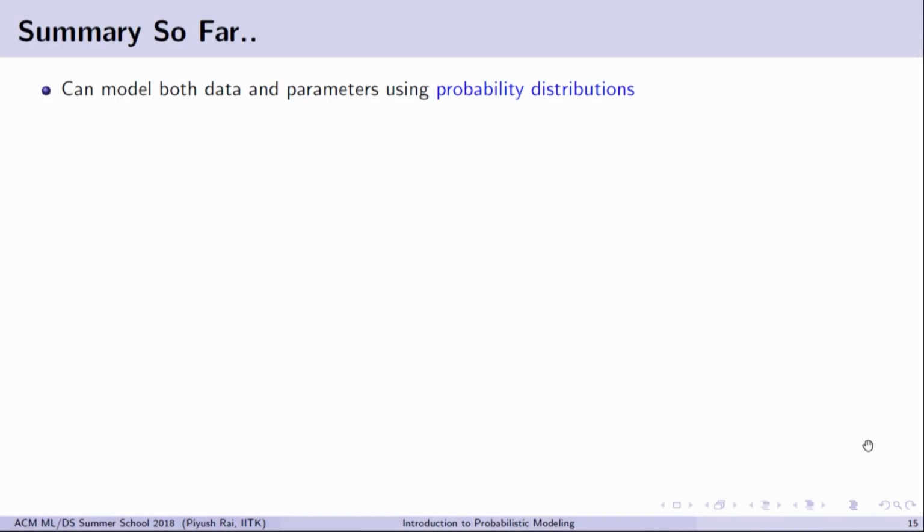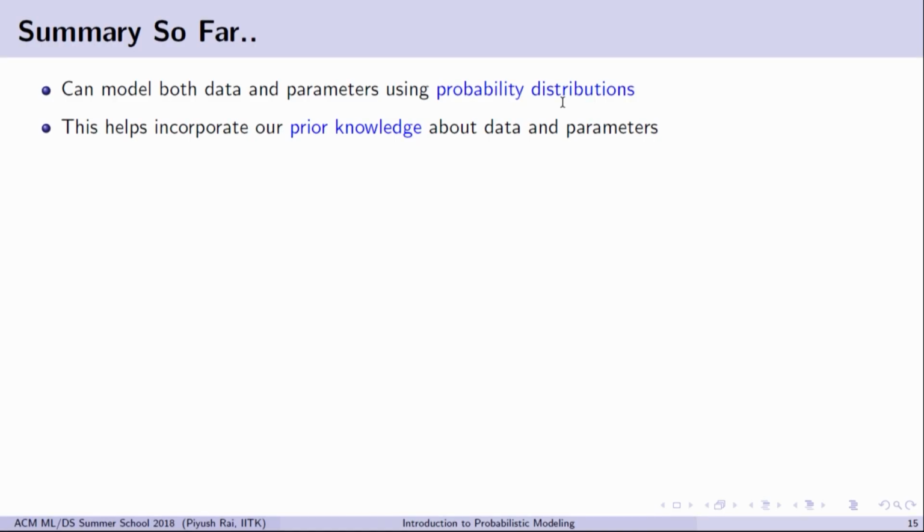Okay, so let's summarize what we have done so far. As we have seen so far, in probabilistic modeling, we can model both the data as well as parameters using probability distributions, right? You need some dexterity to deal with probabilistic modeling, right? So if you're comfortable manipulating probability distributions, if you know the properties of probability distributions, then you can do a lot of things with probabilistic approaches. And again, I'd like to repeat that both data as well as parameters can be modeled using probability distributions.